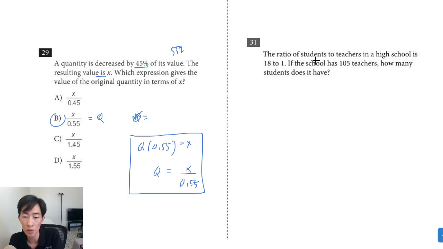Question 31, ratio of students to teachers is 18 to 1, if the school has 105 teachers. So this is relatively simple. It's just a proportion, 18 to 1, that's students to teachers, and they have 105 teachers, so 105 goes in the bottom. How many students? So cross multiply, and x is going to be equal to 1890, which is the answer.